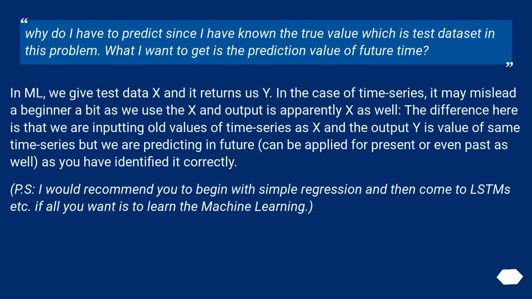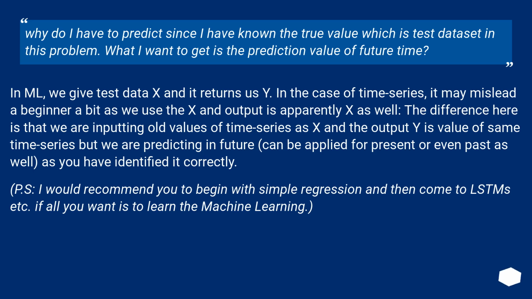Why do I have to predict since I have known the true value, which is the test dataset in this problem? What I want to get is the prediction value of future time. In ML, we give test data x and it returns y. In the case of time series, it may mislead a beginner a bit as we use the x and the output is apparently x as well.